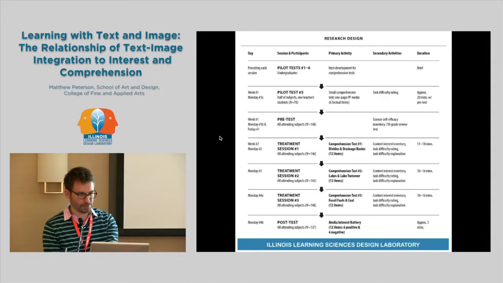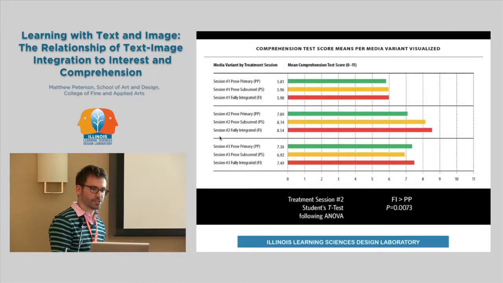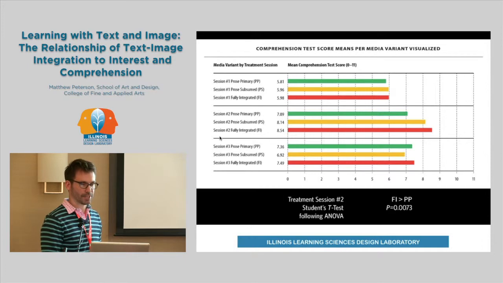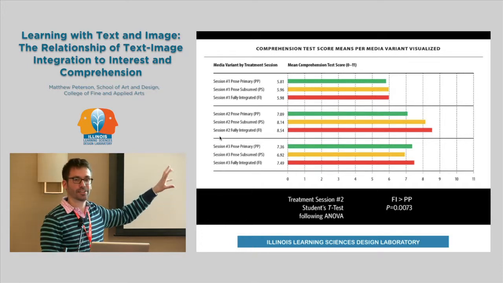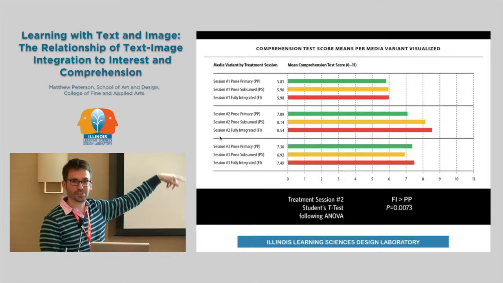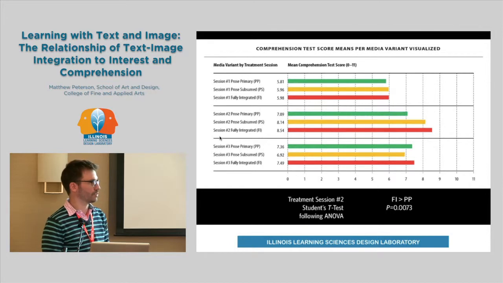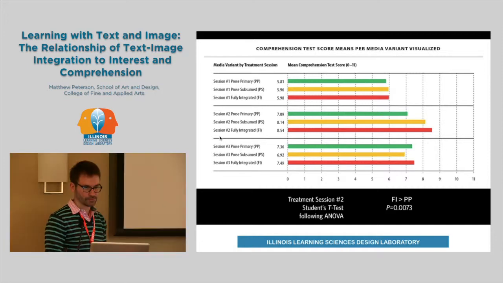So I did multiple tests. I'm not going to ask you to read that screen. And so in terms of comprehension, I had students actually use these textbooks as kind of open book tests. And I had factual and conceptual items for them to complete. And you could kind of say consistently that fully integrated had the highest comprehension scores, but you can see that it's very subtle. In only one of the treatment conditions was there actually a significant difference that said that fully integrated was more comprehensible than prose primary.